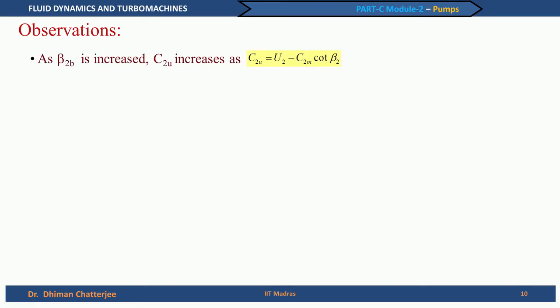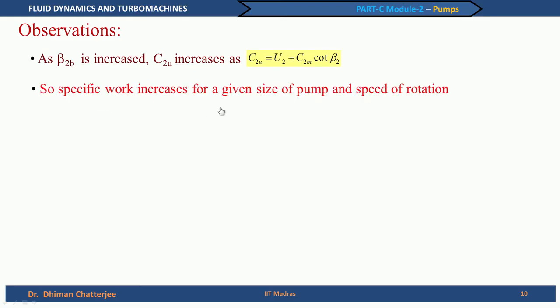As beta 2b is increased, C2u increases, as C2u is u2 minus C2m cot beta 2. We know that the cot beta 2 value, which is nothing but cos beta 2 by sin beta 2, will now be reducing, and hence this contribution goes down and the C2u value increases. Of course, beyond 90 degrees this becomes negative and we get a further increase because of the sign change. So, specific work increases, as we just saw, for a given size of pump and speed of rotation. We have not yet explored whether that is good and desirable; that we will take up soon.